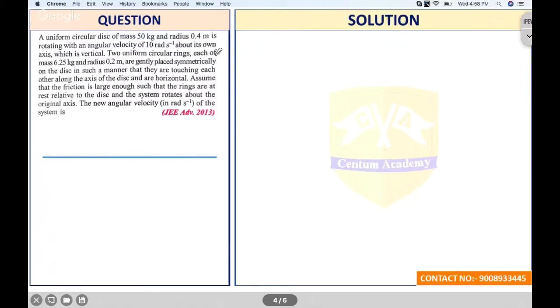Two uniform circular rings, each of mass 6.25 kg and radius 0.2 meter, are gently placed symmetrically on the disk in such a manner that they are touching each other along the axis of the disk, and are horizontal. Assume that the friction is large enough such that the rings are at rest relative to the disk. You need to find out the new angular velocity of the system.